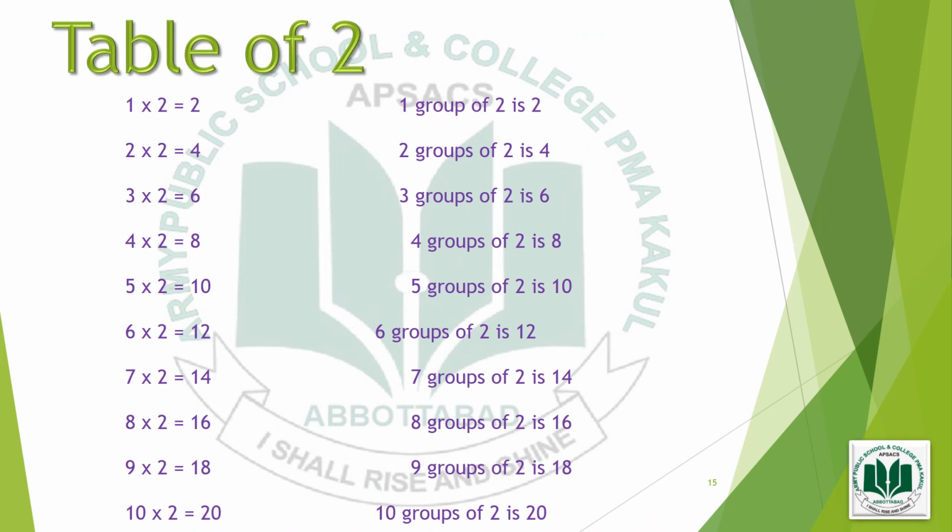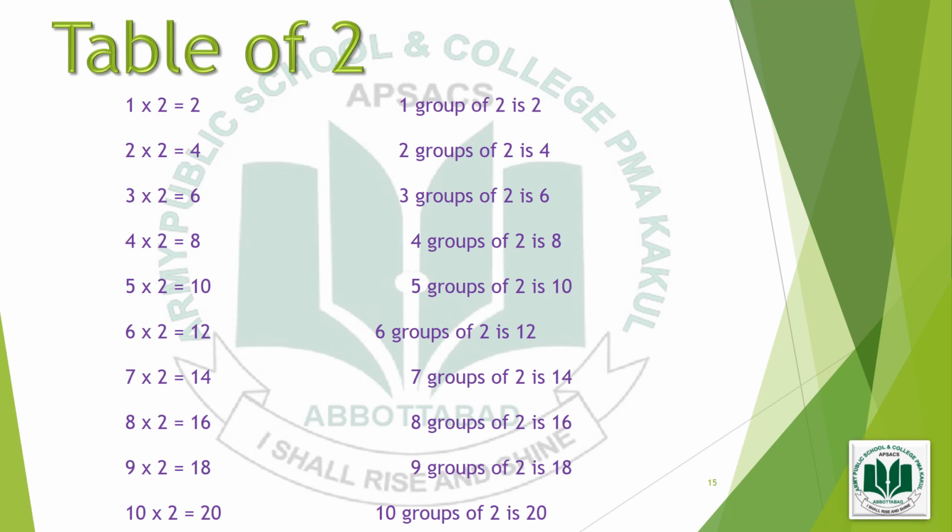Here is the table of 2, and students, you are familiar with this table. You have done it in the previous classes. 2 1s are 2, 2 2s are 4, 2 3s are 6, 2 4s are 8, 2 5s are 10, 2 6s are 12, 2 7s are 14, 2 8s are 16, 2 9s are 18, and 2 10s are 20. Now you can understand that in one group of 2 there is 2.